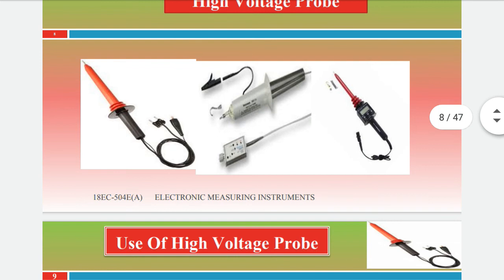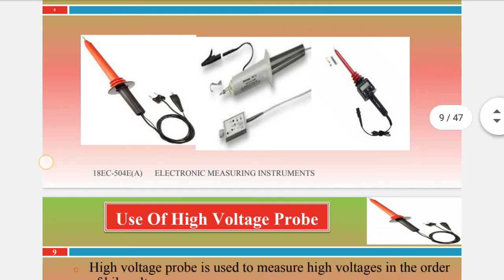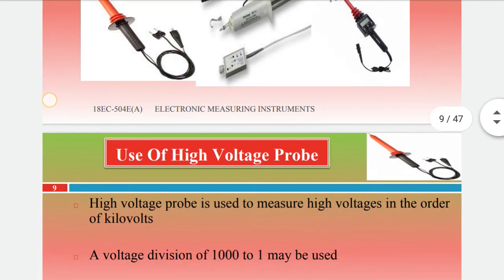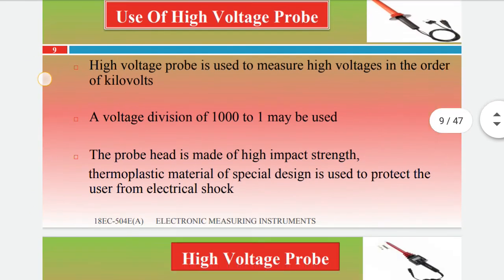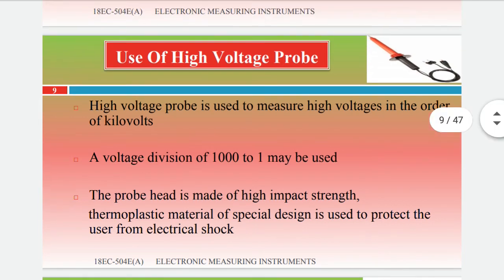You can see the pictures of the high voltage probe here. You can see the probe tip. It consists of a probe tip and probe head, and there is a termination circuit that is connected to the device. What is the use of high voltage probe? A high voltage probe is used to measure high voltages in the order of kilovolts. A voltage division of 1000 to 1 may be used, which means that attenuation of 1000 to 1 may be used.